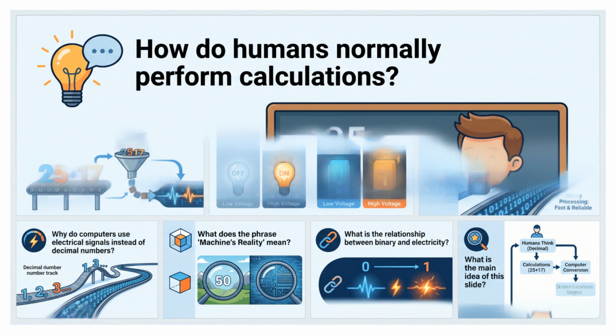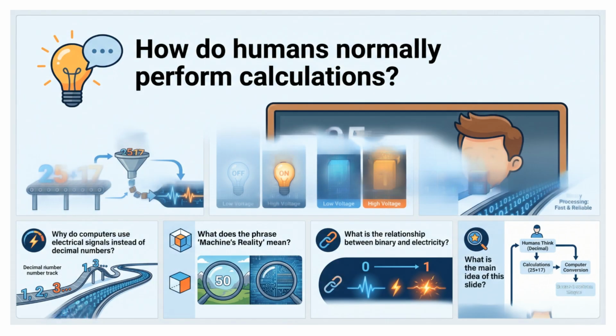For example, if we calculate 25 plus 17, we immediately understand the numbers and can work out the answer. Humans think using the digits 0 to 9 because that is the number system we have learned since childhood. Computers, however, do not understand decimal numbers directly. Before a computer can perform the same calculation, it must first convert the numbers into binary. Binary uses only two digits, 0 and 1.